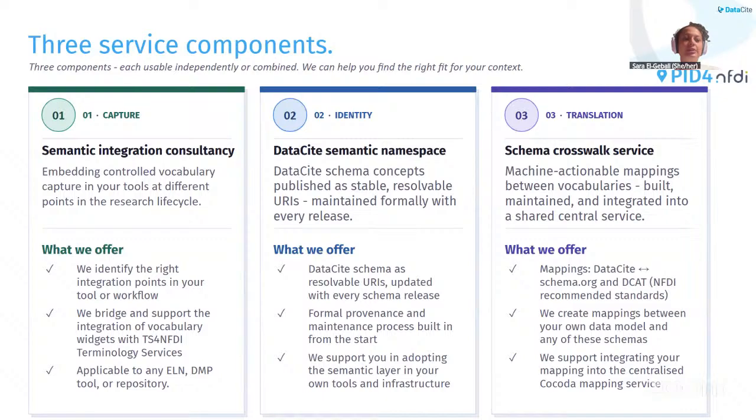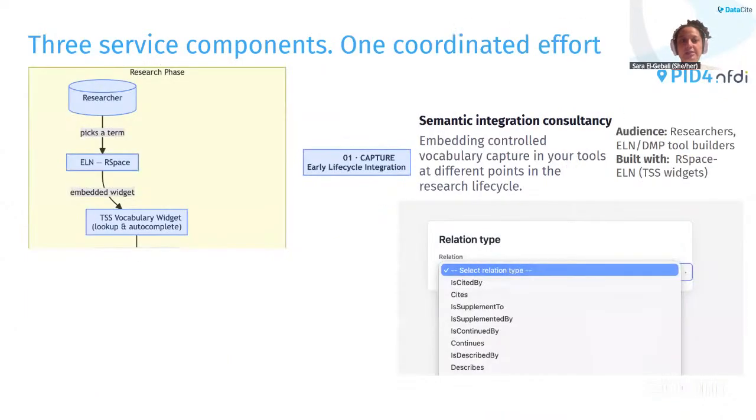We have the first one, which is the semantic integration consultancy. This component is about interoperability upstream. That's where we capture structured metadata, or structured semantics, at the very moment that the research happens. If you're familiar with the research data lifecycle, we're addressing interoperability by capturing that structured metadata very, very early on, before the metadata has a chance to drift, change meanings, break down completely or get lost.